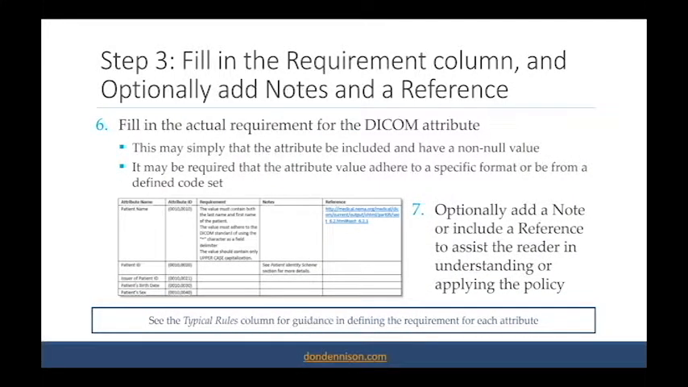So as you fill in those columns, as I said, it might be a simple policy, just saying the attribute can't have a null value. So in other words, it can't be blank. The attribute might be there, but not blank, so it has to be some kind of value. Or it may have to adhere to some specific coded set. So if you have a defined set of procedure codes, it must be from our master procedure code table in order to be considered consistent. And you can add, as I mentioned, a note or reference. And you'll find the typical rules column here provides guidance in helping you define that requirement.